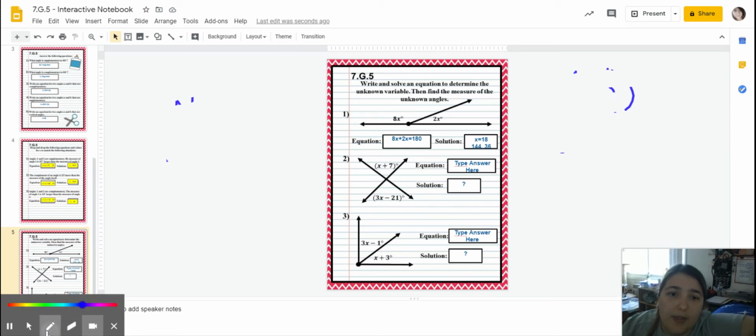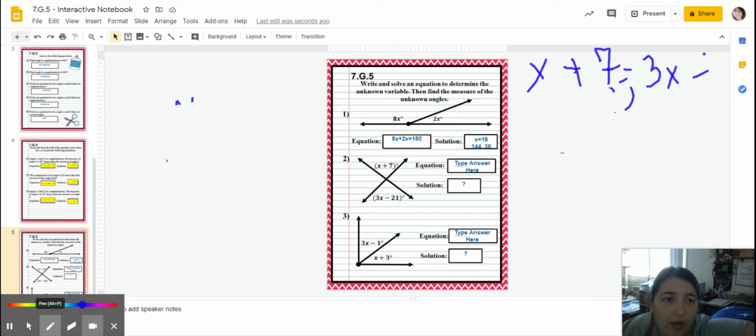So we have x plus 7 and 3x plus 2. So technically, yes, they are vertical angles because they are across from each other, and they share a vertex. So we're going to set this up as x plus 7 is equal to 3x minus 21.